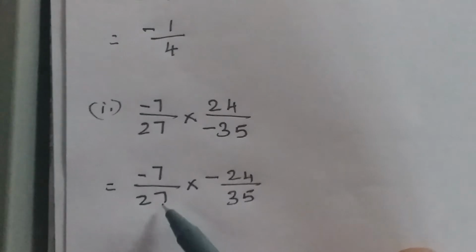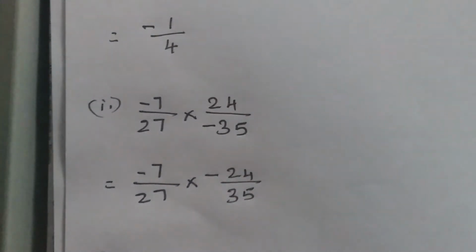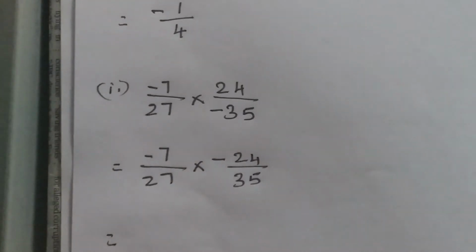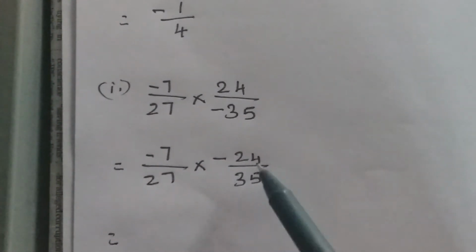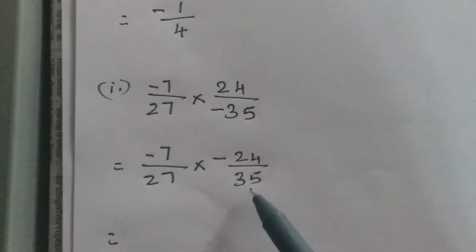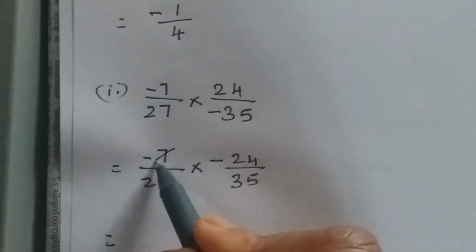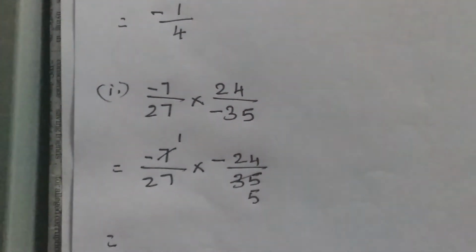Cancel. 7 and 27. 7 is a prime number. It comes only in 7 tables. And 27, is it there in 7 tables? No. So these two cannot be cancelled. And 24 and 35, they don't have any common factor. So we'll check cross 7 and 35. If you're thorough with 7 tables, yes, you are right. 7 ones are 7, 7 fives are 35.